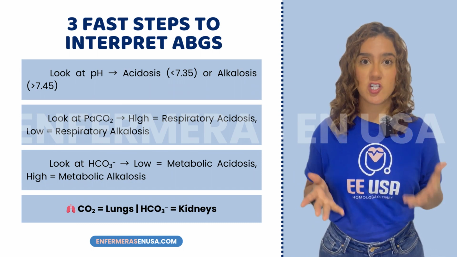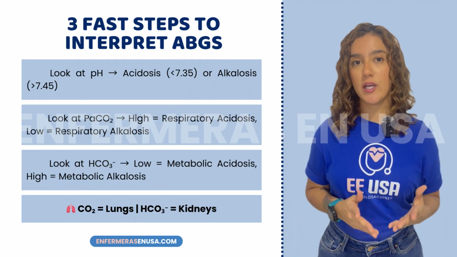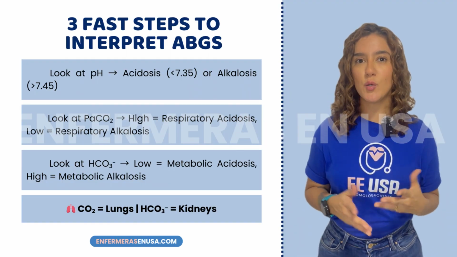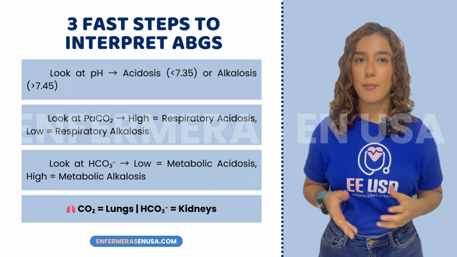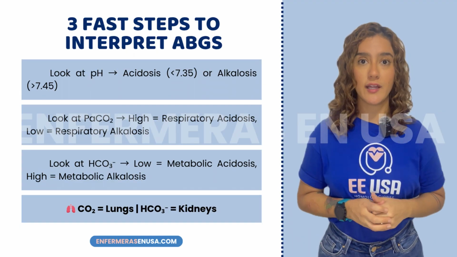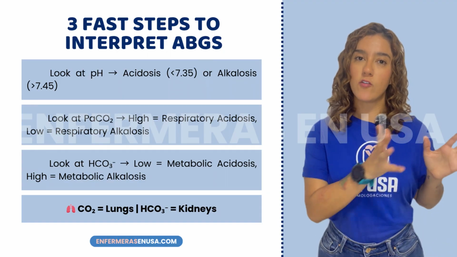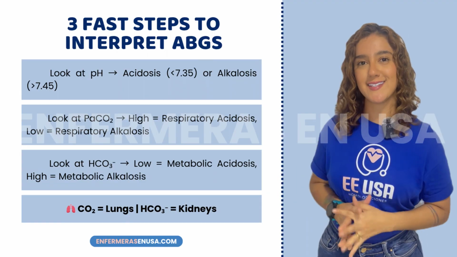Look at the HCO3. That's the metabolic side. Low HCO3, less than 22, that's a metabolic acidosis. But if you have an HCO3 higher than 26, that's a metabolic alkalosis. A quick memory tip is the mnemonic CO2 for lungs and HCO3 for kidneys.